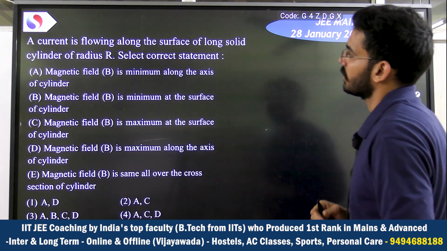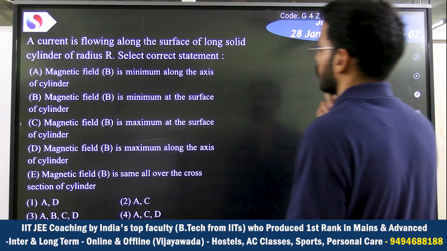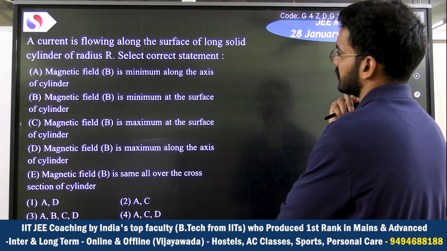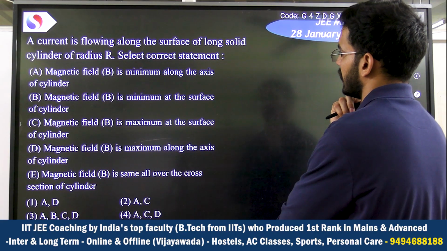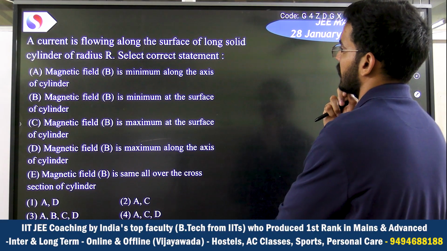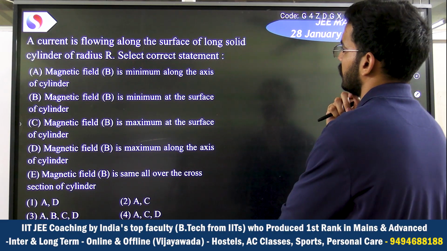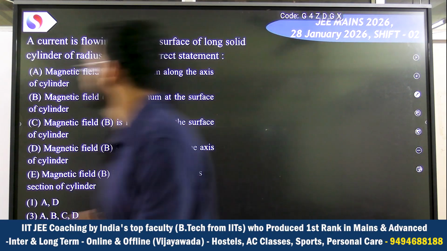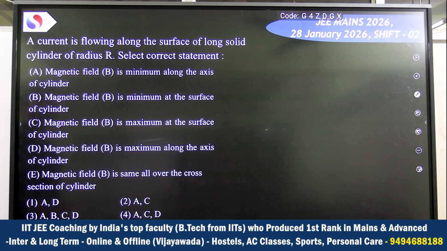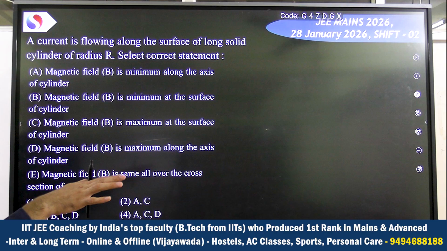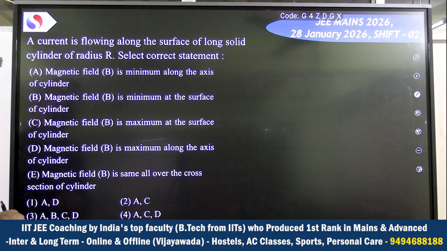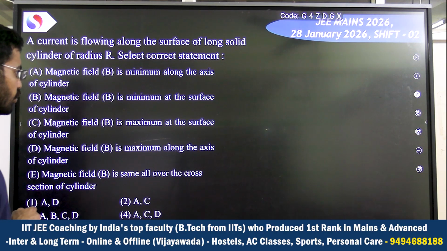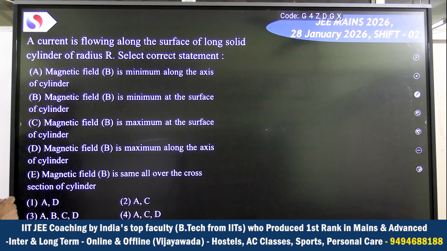Next. A current is flowing along the surface of a long solid cylinder of radius r. Select the correct statement. Magnetic field B is minimum along the axis of the cylinder. Okay. Current is flowing along the surface of a long solid cylinder of radius r. Fine. Magnetic field is minimum along the axis of the cylinder. So A you don't have to even think, because A is given everywhere, right? So A will come. You don't have to think even on this. Magnetic field B is minimum at the surface of the cylinder. No. Okay. Magnetic field B is maximum.